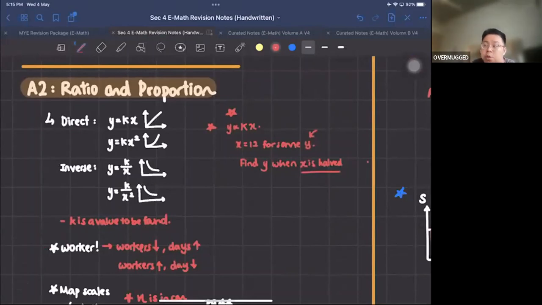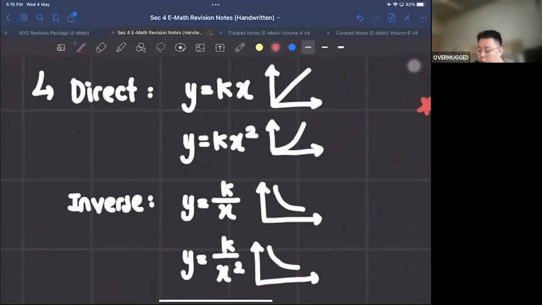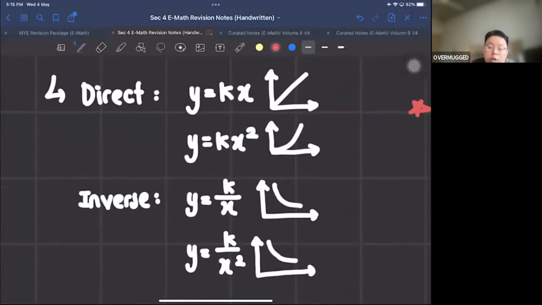For ratio and proportion questions, a lot of students will forget to study the graph. And that is very sad. So please remember to study how your direct proportion graphs and inverse proportion graphs look like. I've actually sketched some of them here. Direct proportion with y against x is a straight line. y against x squared is a quadratic curve, so it's only the positive part of the quadratic curve. Inverse are always your reciprocal graphs.